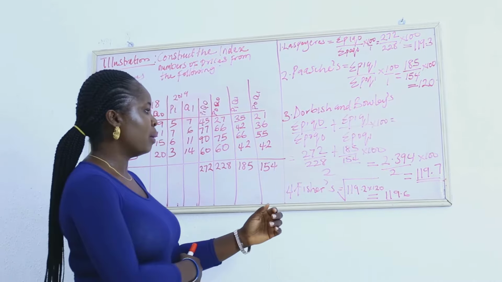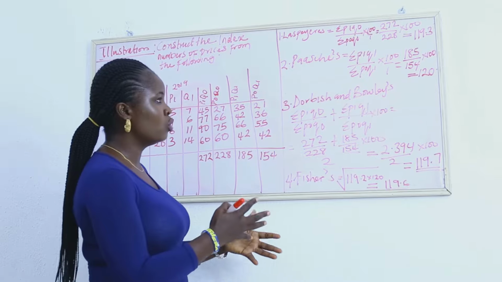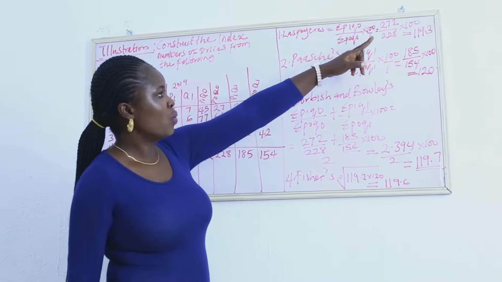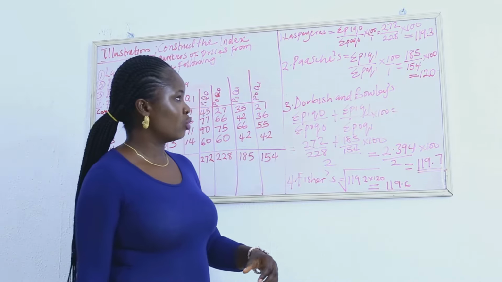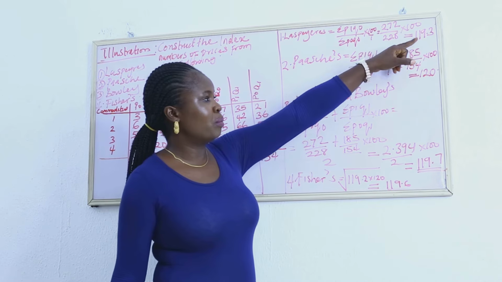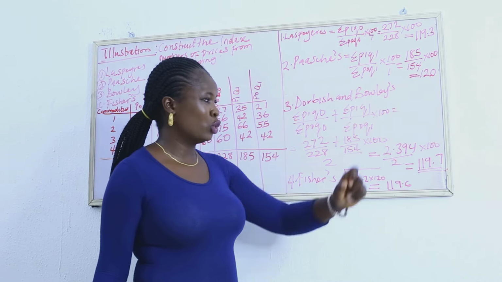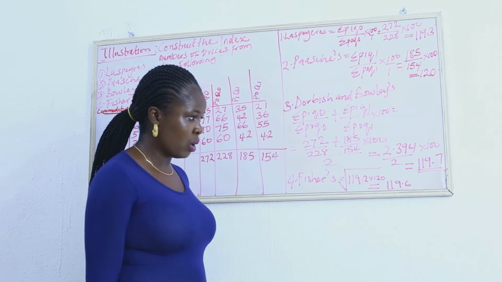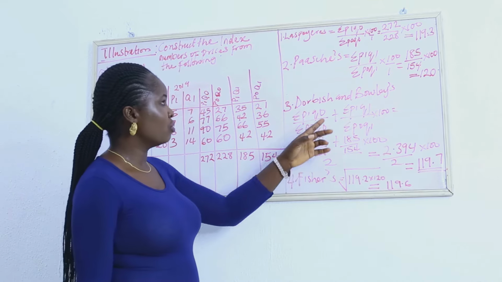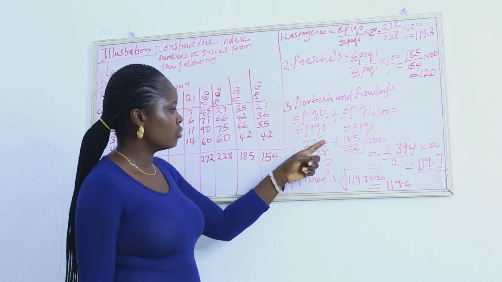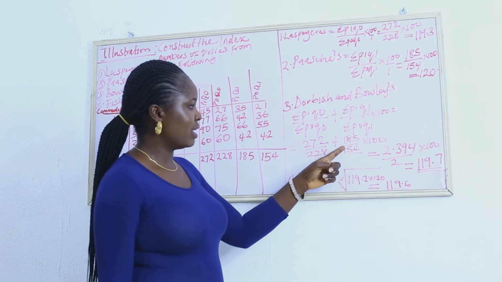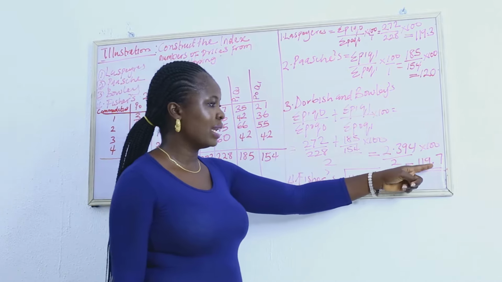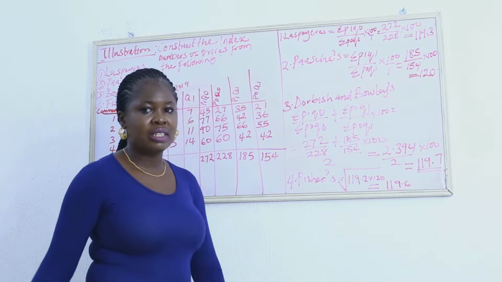Then for Dorbish-Bowley is the addition of the two methods divided by 2. Even if we add this one and this together, 119.3 plus 120 divided by 2, we'll still arrive at that answer of 119.7. I've tried to write out the values again. 272 all over 228 plus 185 all over 154 times 100 divided by 2. So we have 119.7.